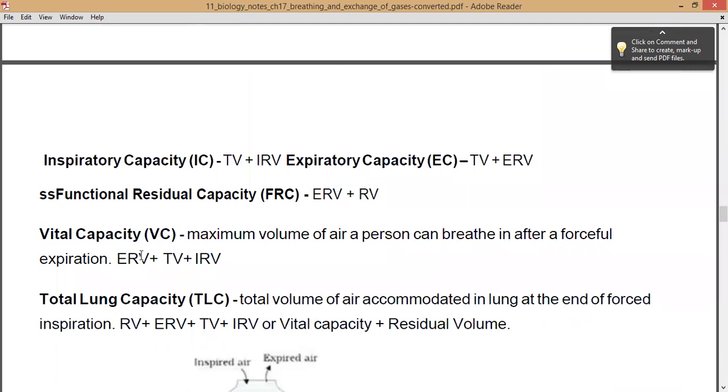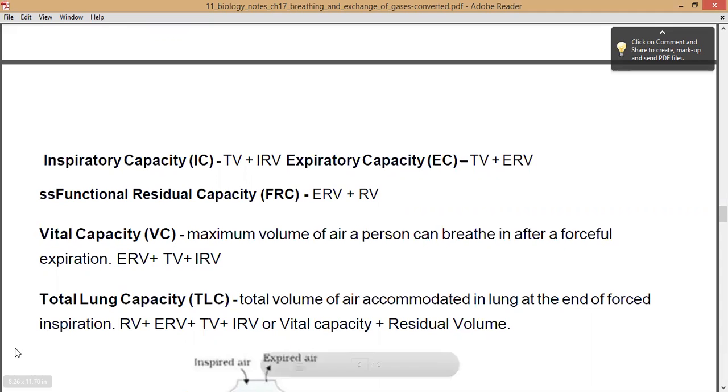And the next is the vital capacity, that is VC, which is the maximum volume of air a person can breathe in after a forceful expiration. Once you have carried out a forceful expiration, how much can a person inhale at maximum? That is ERV plus TV plus IRV.